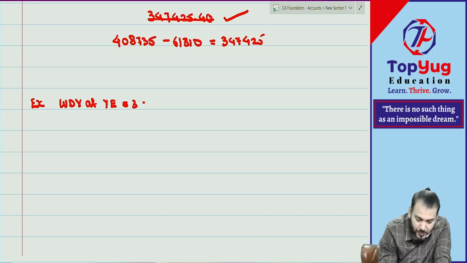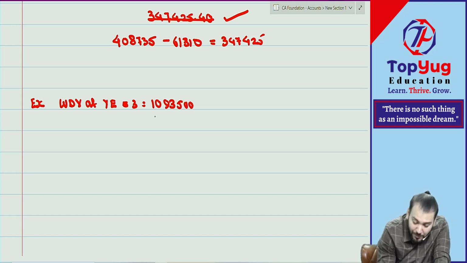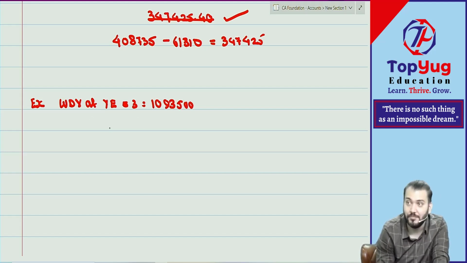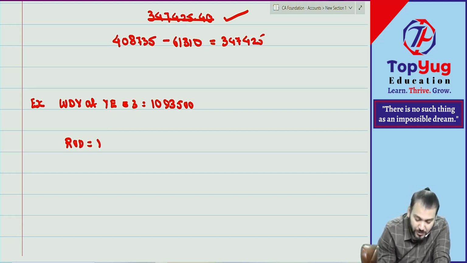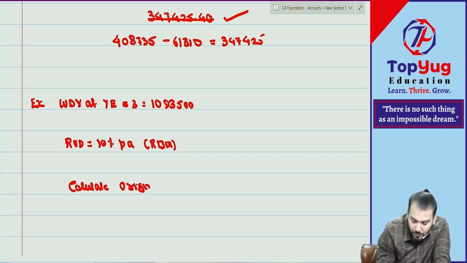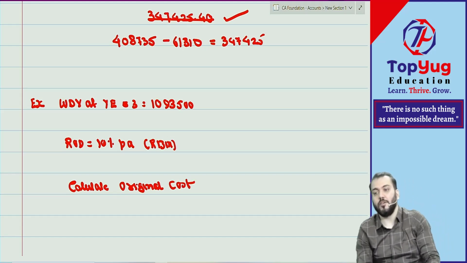WDB at year end 3 is equal to 10 lakh 93,500. Means I have given WDB at year end 3. The rate of depreciation is 10% per annum, RBM. Calculate the original cost. Now if you are good in mathematics you can do it, otherwise you require my help.